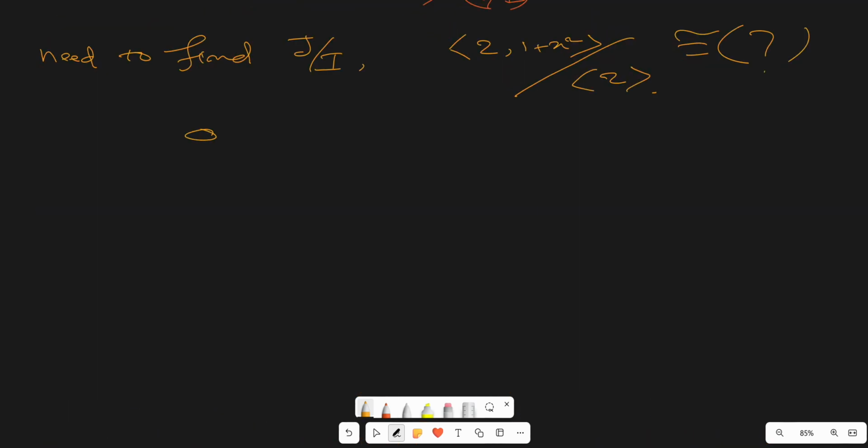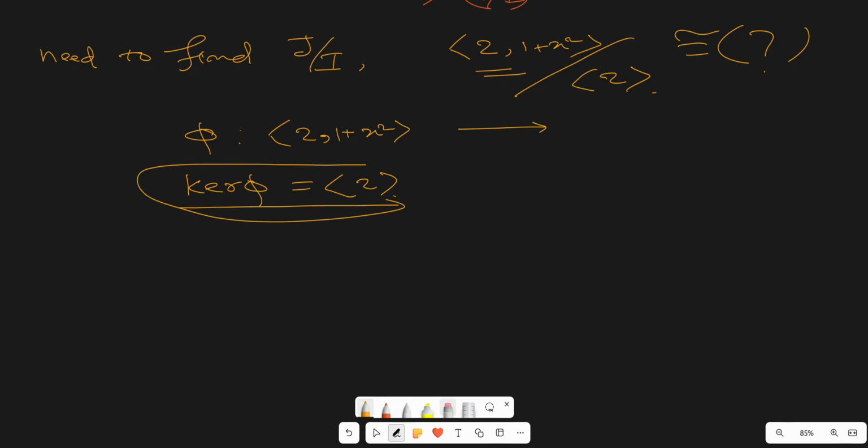Suppose you need a map phi from R, that means from here, you have to define the map to 1 plus x square, such that you make the kernel of phi the ideal generated by 2. So what are the possible choices, so that you can define a homomorphism with kernel phi being the ideal generated by 2?